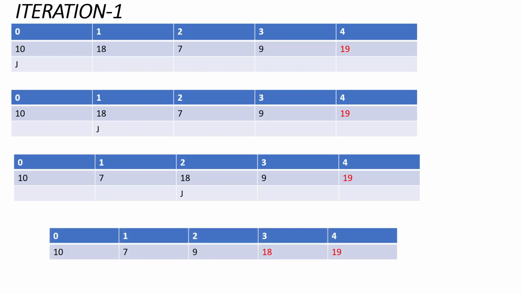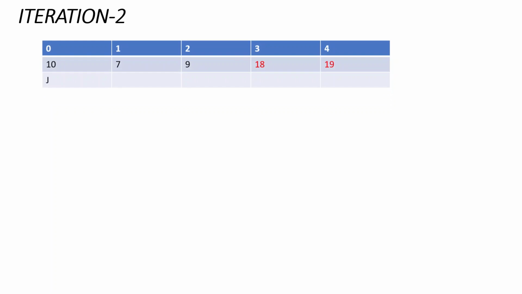So after swapping, iteration 1 is completed and 18 reaches its position. We can check that the second largest element in this array is 18, after 19. So next we are going to move to the next iteration, and these values are going to be taken in that iteration. In iteration 2, the elements in the indexes 0, 1, 2, 3, 4 are 10, 7, 9, 18, 19 respectively.